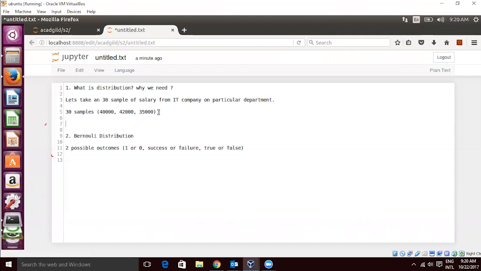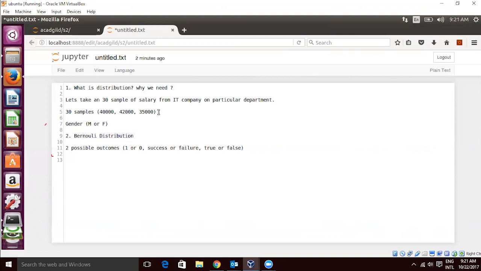Now let's take another sample. The sample is gender. The gender could be either male or female. If someone gives this sample to me, I'll understand that this has only two possible outcomes, either male or female. Then obviously it follows the Bernoulli distribution, because it has only two possible outcomes. That's what it defines. When the distribution has only two possible outcomes, 1 or 0, success or failure, true or false, male or female, that's nothing but a Bernoulli distribution.